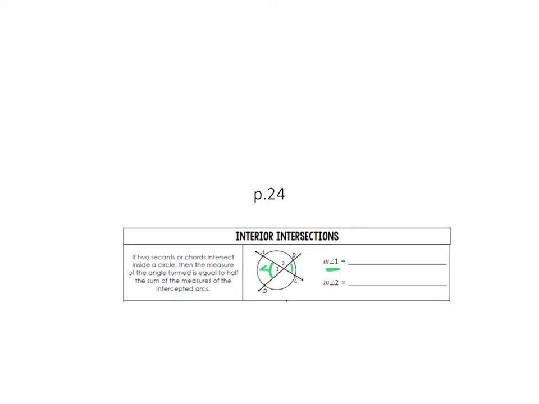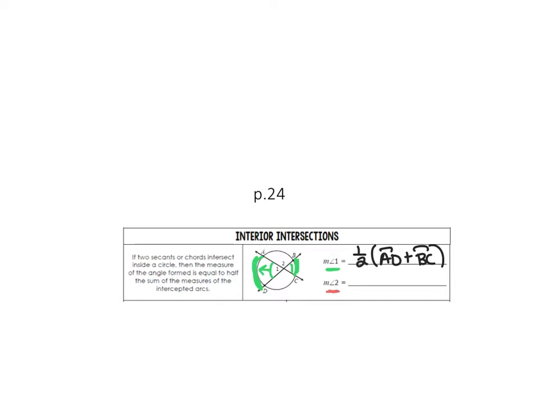Angle 1 is across from arc, put it in green, AD, and this across from arc, BC. So the formula for finding the measure of the angle is that the angle is half the arc. So the first arc is AD plus the second arc, which is BC. So we have to add the arcs together and divide it by 2.